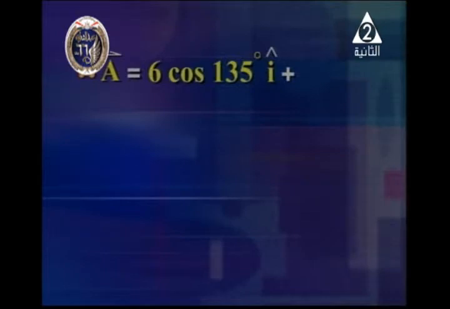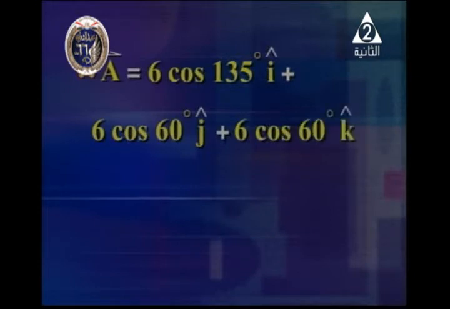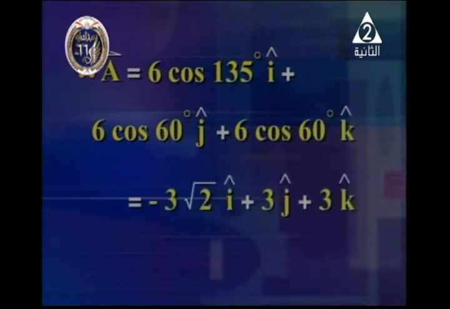After that, we move to find the vector A: 6 cosine theta x i, or 6 cosine 135 i, plus 6 cosine 60 j plus 6 cosine 60 k equals what? Negative 3√2 i plus 3 j plus 3 k.